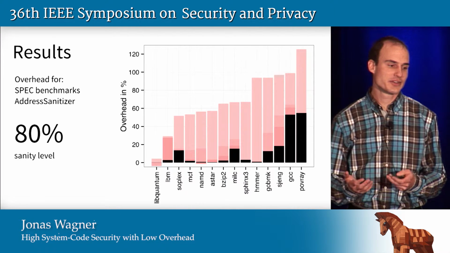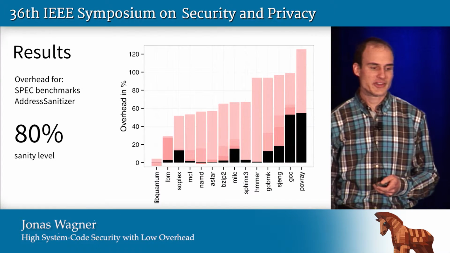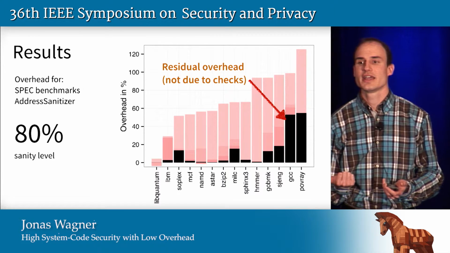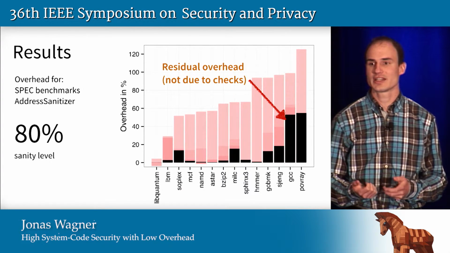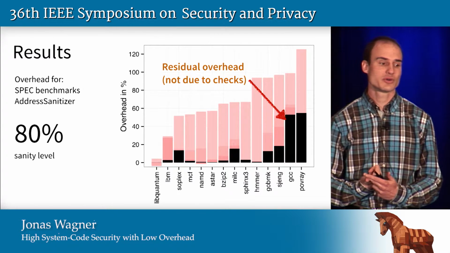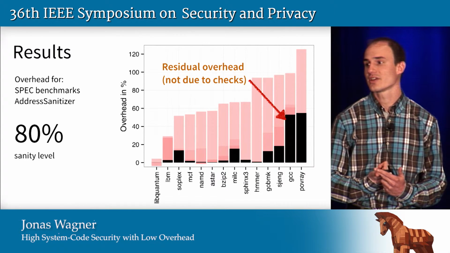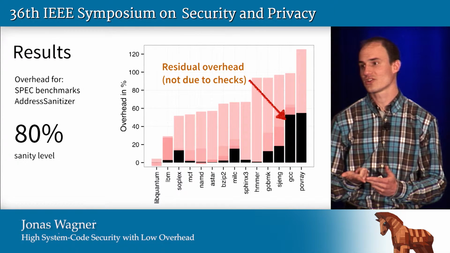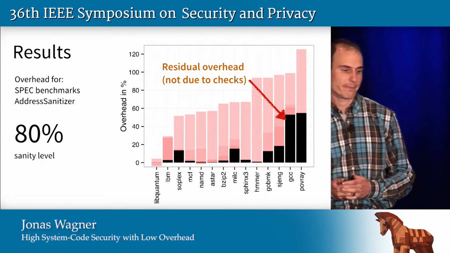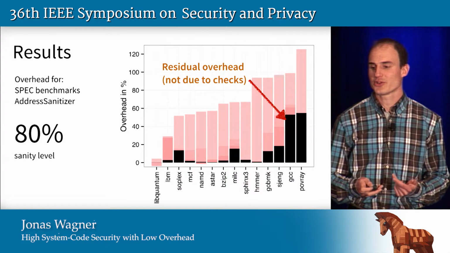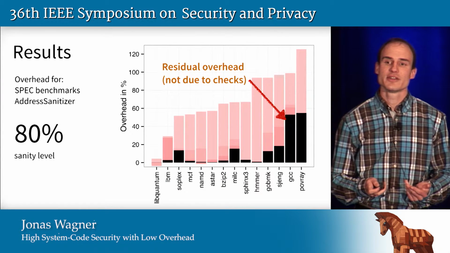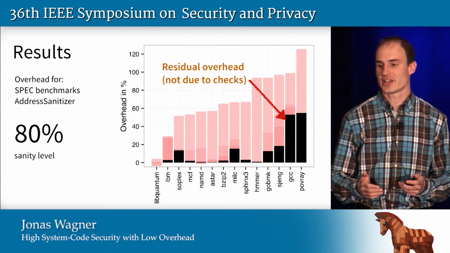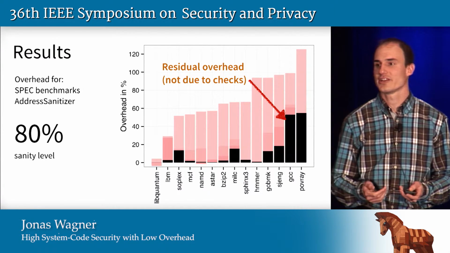Now, I would like to highlight two things. The first is that for some benchmarks, there is still residual overhead. And we found that this is actually overhead that is not due to checks, but due to other things that Address Sanitizer does, like changes to the memory allocator or effects on the instruction caches. Address Sanitizer was not built with ASAP in mind, so we think that some of these causes for residual overhead could be addressed with future instrumentation tools.